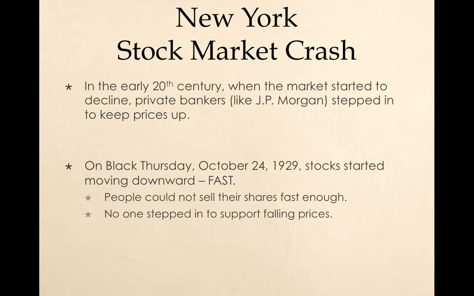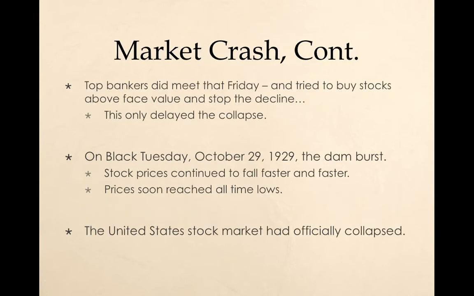On Black Thursday, October 24th, 1929, stocks started moving sharply downward. People could not sell their shares fast enough. There was no one willing to step in and buy stocks to support falling prices. Top bankers did meet that Friday, and they tried to buy stocks above current market prices to try and stop the rapid decline in prices. Unfortunately, this action by bankers only delayed the collapse by a few days.